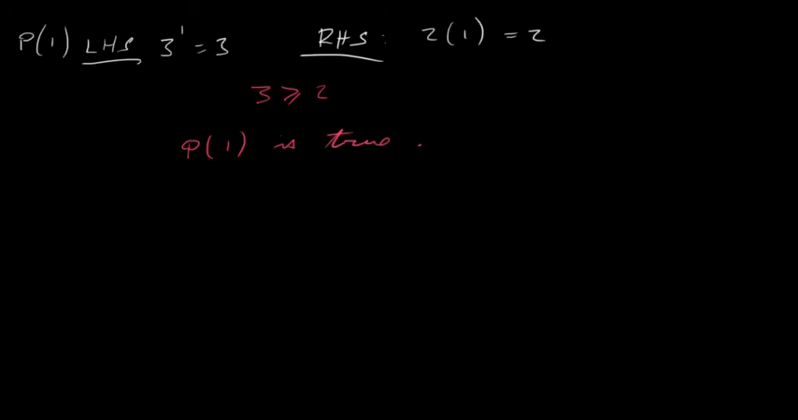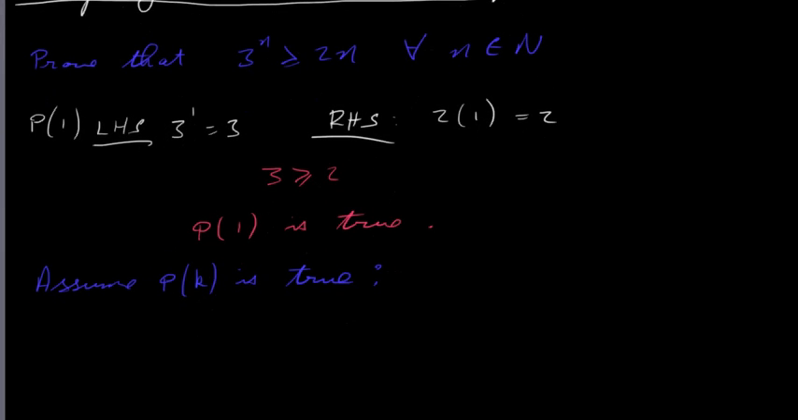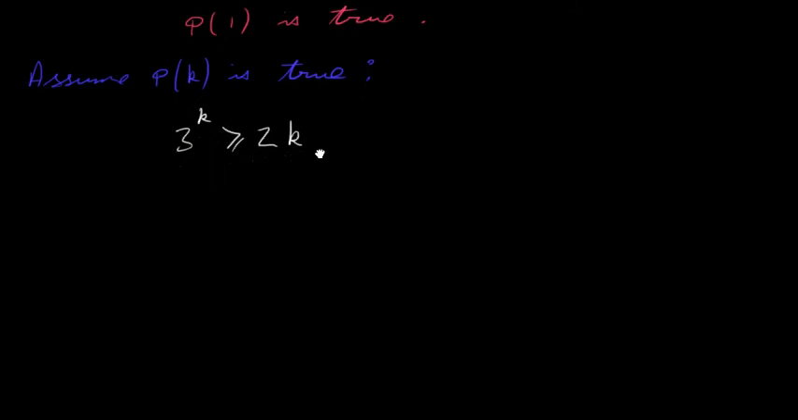What we need to do then is first of all make our assumption. So we're going to assume Pk is true. So in other words, we're going to assume that our proposition is true for some number k. In other words, if we take this here, we have 3 to the power of k will be greater than or equal to 2k. This is our assumption then. We're going to assume that this is true.